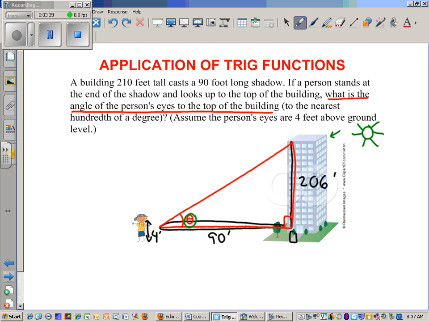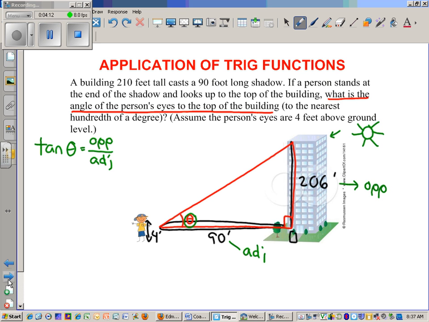And a little labeling goes a long way here. Based on where we placed theta, 206 feet is then the opposite side, and 90 feet would be considered the adjacent side. So we have the opposite side and we have the adjacent side, and we ask ourselves, okay, well, which trig function utilizes opposite and adjacent? And since we've become proficient at SOHCAHTOA, we know that that is the tangent function. So we're talking about tangent here. And we recall that tangent is the opposite over the adjacent.